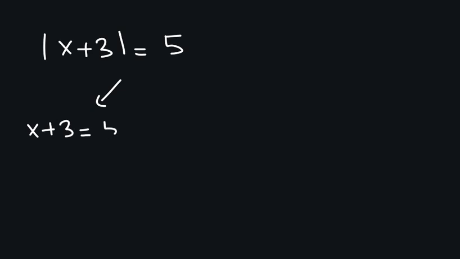Another example, let's say we have absolute value of x plus 3 equals 5. Again, we have two options. The first option, x plus 3 equals 5, which means the term inside of the absolute value is 5. The second option is x plus 3 equals -5. So we will solve the equation based on these two possibilities.